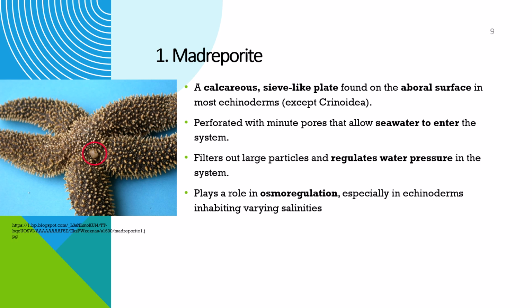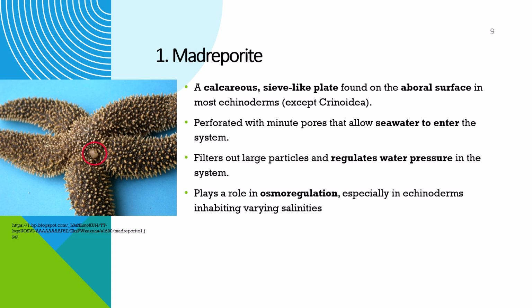See, here you can observe this is a starfish. In the starfish, what you observe here is a madreporite. This madreporite is a sieve-like plate found around the aboral surface, in most echinoderms. As I mentioned here, the Madreporite is a calcareous sieve-like plate which is found on the aboral surface in most echinoderms. Aboral surface means you can understand this is opposite to the oral surface. And the Madreporite is perforated and allows the water to enter into the system.